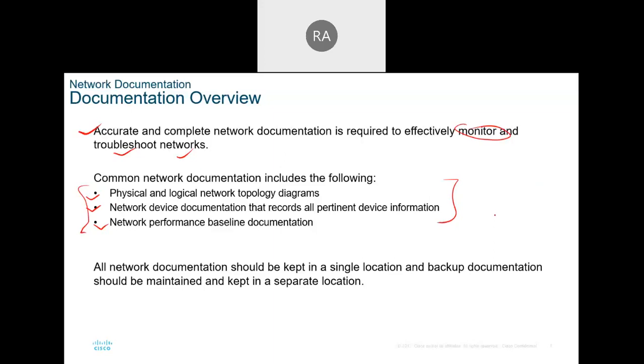So that when you run into trouble or when you're monitoring, all of this information will help you in doing your day-to-day job. All network documentation should be kept in a single location. And backup documentation should be maintained and kept in a separate location. Why do you need to separate the locations? If anything should happen to the one in one location, at least you have another one in another location.